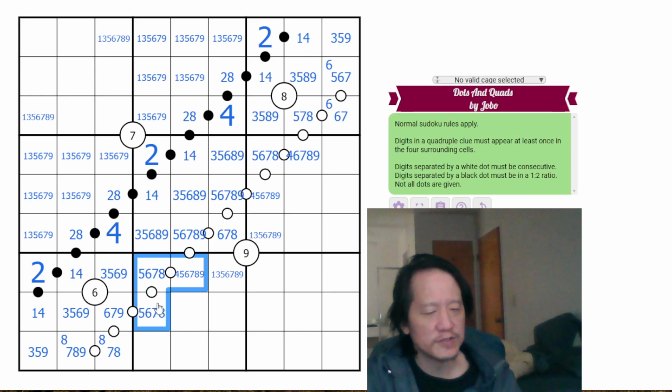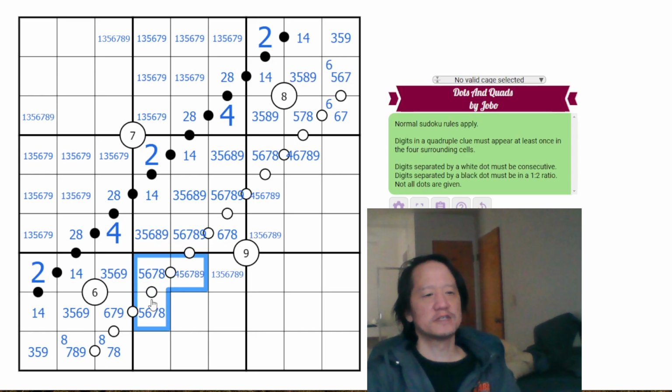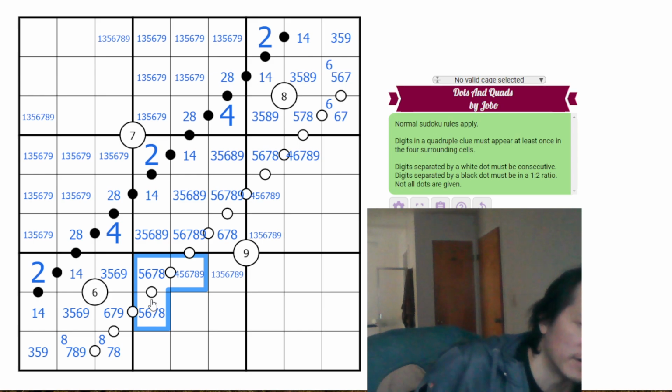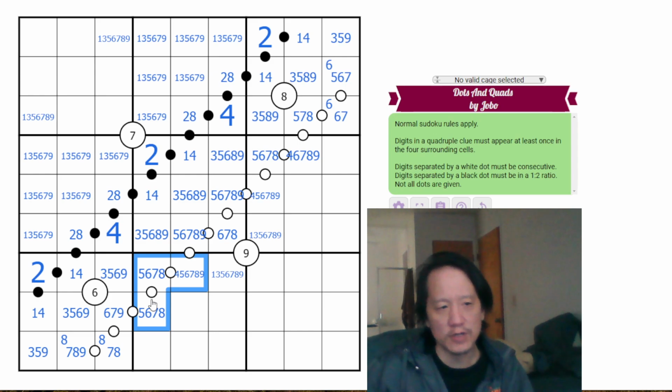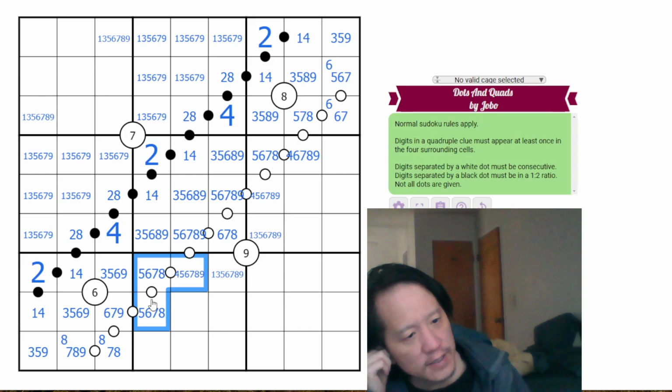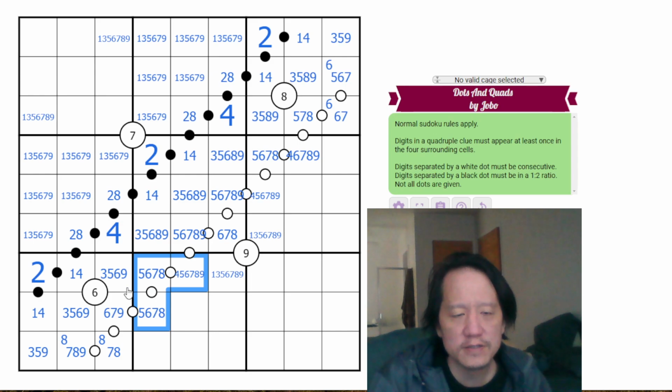This could be 4, 5, 6. So there's no guarantee that any 6, 7, any of 4 through 9 are in this triple consecutive set. So that doesn't work.